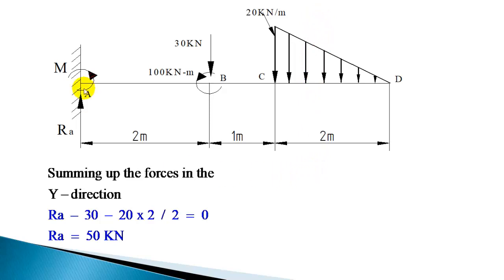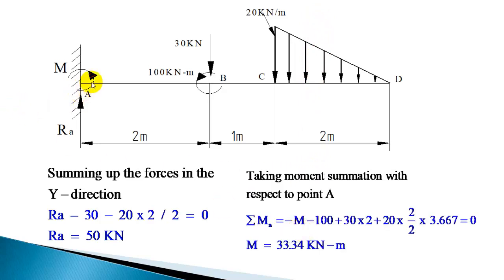So let us sum up the moments. Minus M, this is anti-clockwise, so minus M, minus 100 because this is anti-clockwise couple, plus 30 into 2 clockwise, plus the resultant load 20, that is half of 2 into 20, the area of the triangle, into 3.667, 3 plus 0.667 from the higher intensity side. So that will give M as 33.34 kilonewton meter. So resisting moment at A is 33.34 kilonewton meter.